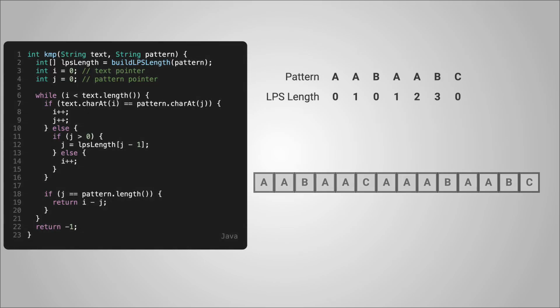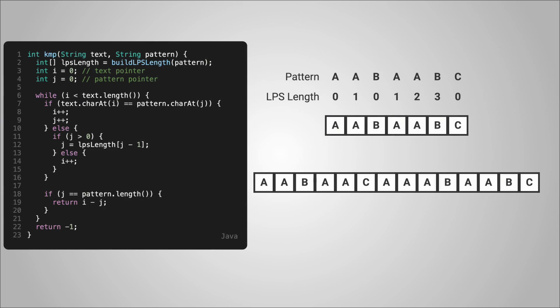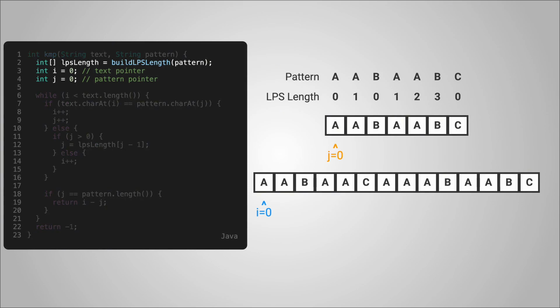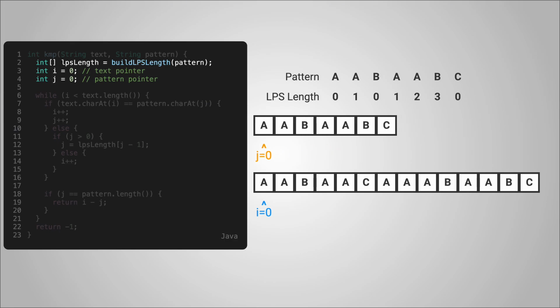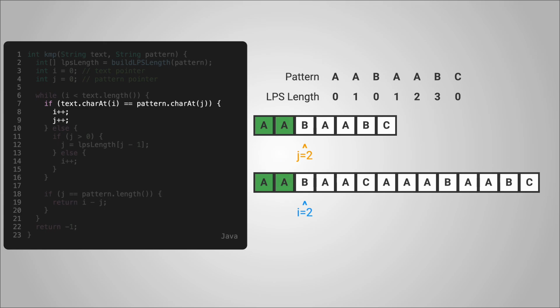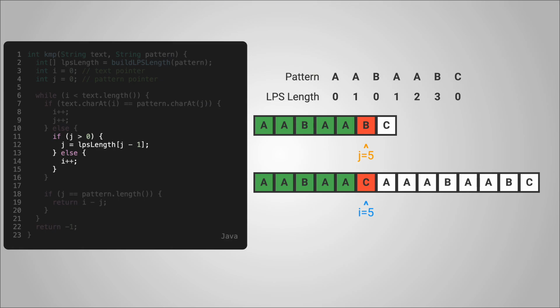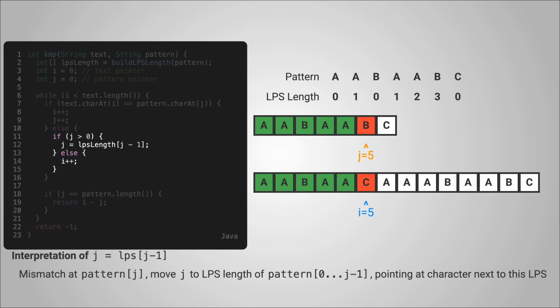Now, let's look at the code together with an example. We define two pointers, i for the text string and j for the pattern string. Also, we have the LPS length array, but we ignore how it's constructed for now. If text[i] and pattern[j] match, we simply increase both pointers by 1, so that in the next iteration we compare the next character. When there's a mismatch, if j is greater than 0, which means there's a matched part before this mismatch, then we backtrack using the LPS of the matched part.